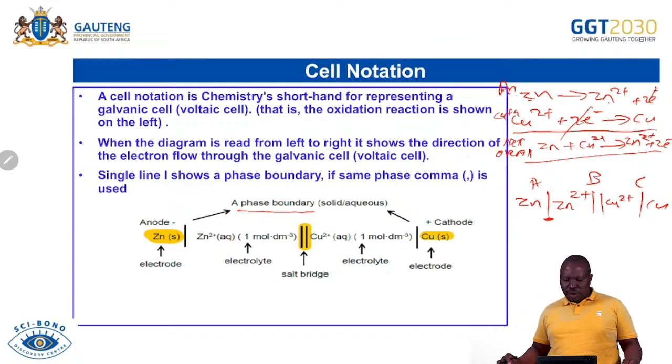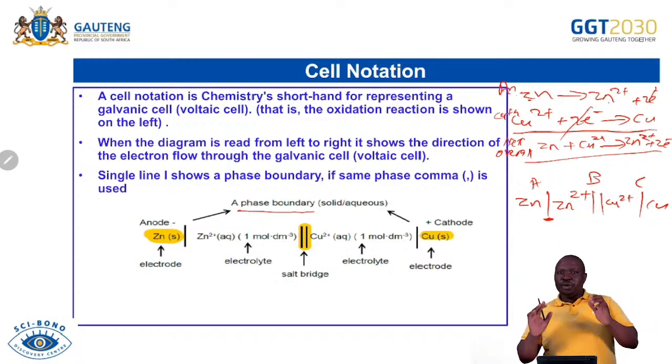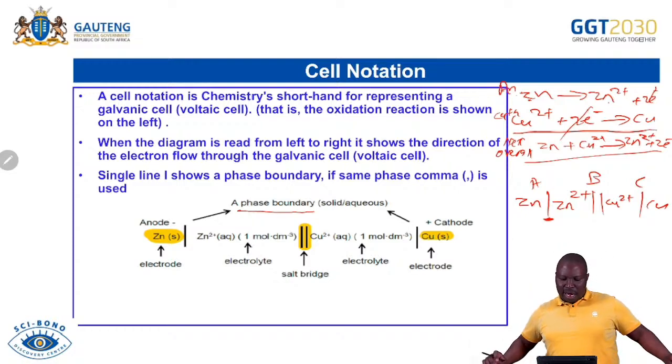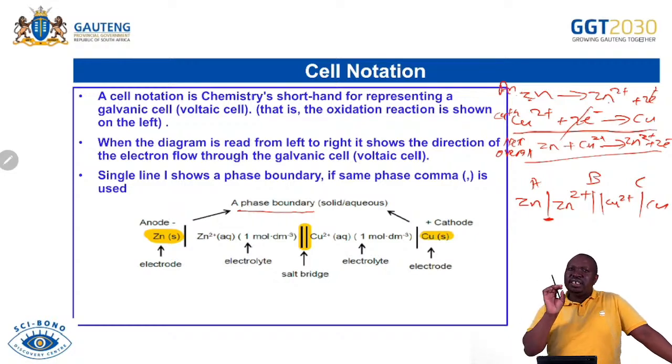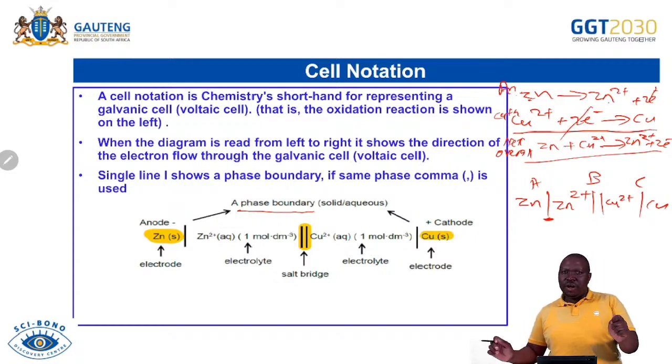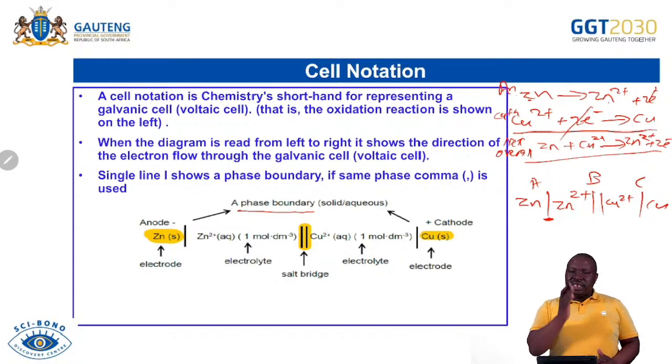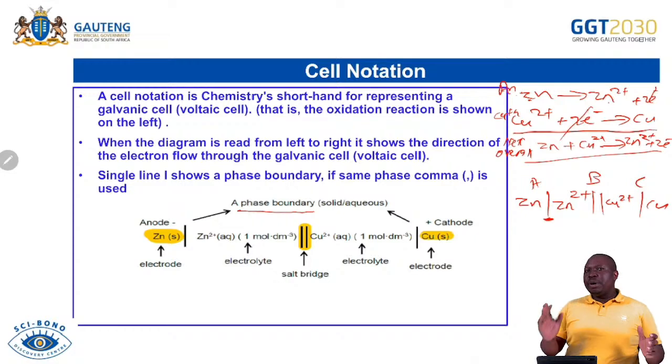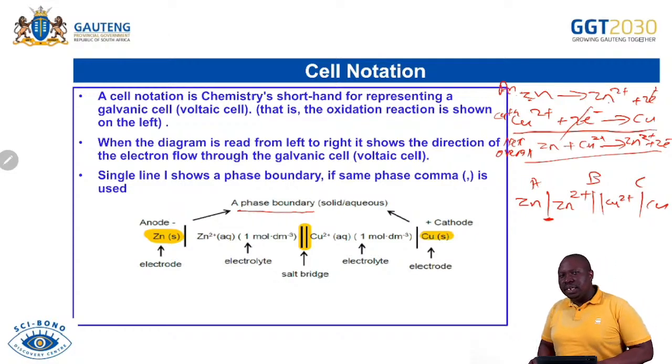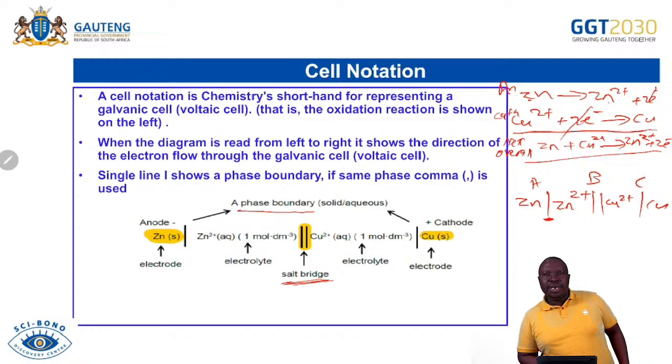Sometimes you can find that you have aqueous and aqueous. You can't write a solid line because they will be having what? The same phase. When the phases are different, like a solid and aqueous, you will write a solid line. That line serves as a phase boundary. It's showing that you have different phases. The double line in the middle shows you the salt bridge.